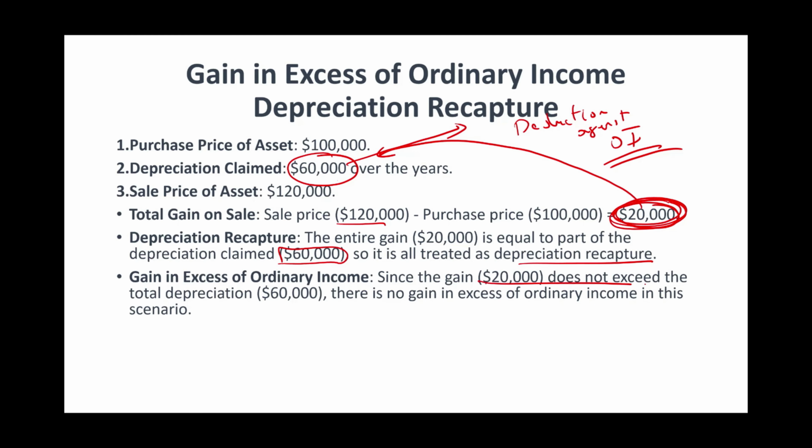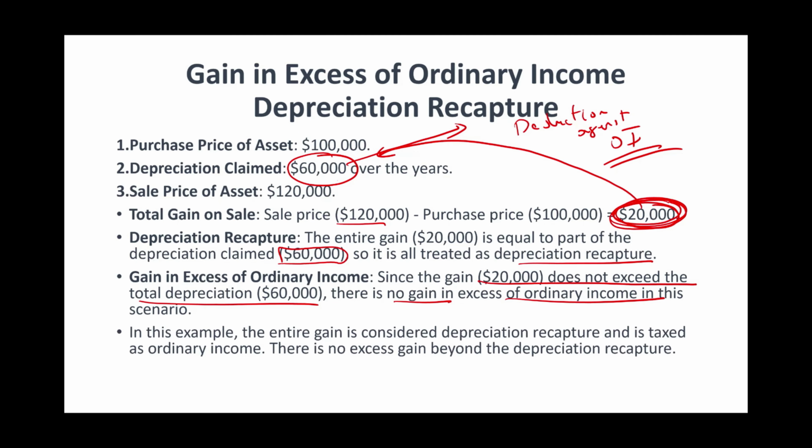So, since the gain does not exceed the total depreciation, there is no gain in excess of ordinary income in this scenario. So, in this example, the entire gain is considered depreciation recapture and is taxed as ordinary income. So, when would it exceed? Well, if you sold it for $200,000 minus $100,000, that's equal to $100,000 in gain. Well, of that gain, $60,000 you have to recapture as depreciation, and the $40,000 will be gain in excess of ordinary income depreciation recapture. So I want to make sure you understand this.